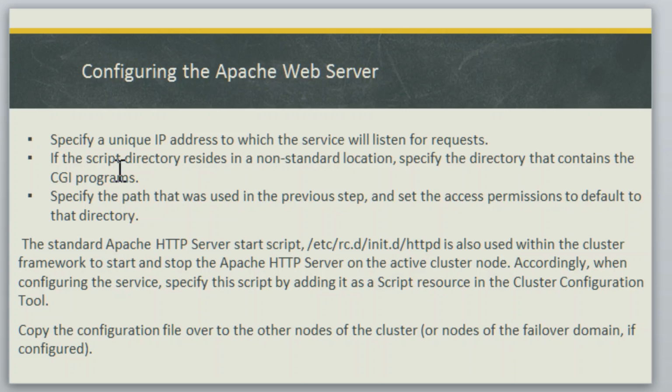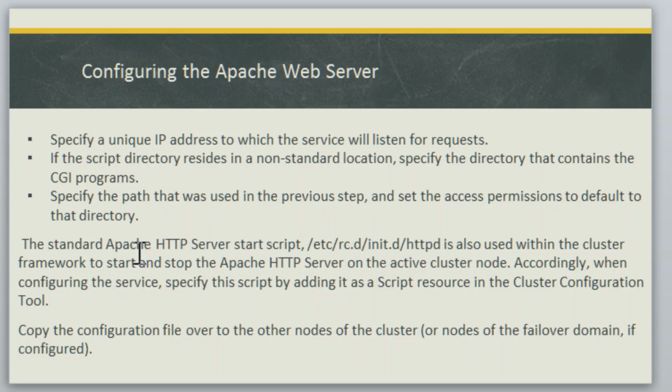So after that, we could specify a unique IP address to which the server will listen for requests. And if the script directory resides in a non-standard location, specify the directory that contains the CGI programs. Lastly, we can specify the path that was used in the previous step and set the access permissions to default to that directory.